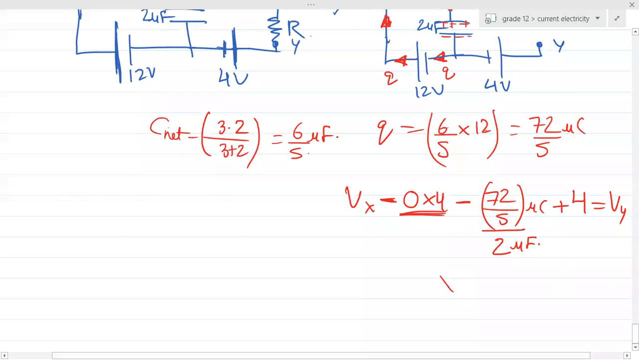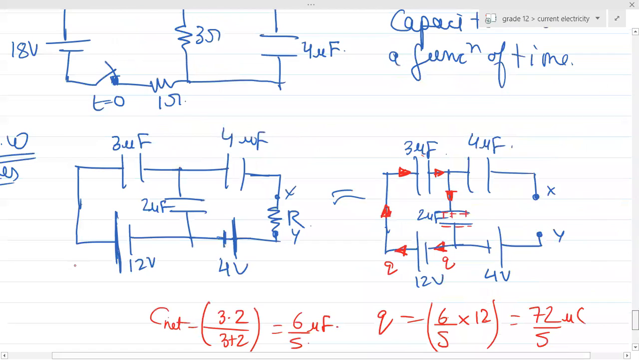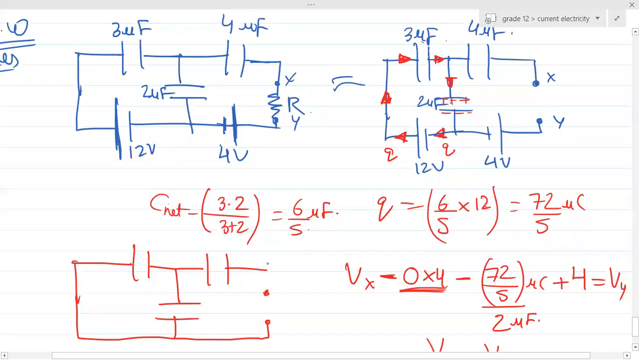And then you will draw this circuit without any batteries. Once you draw it without any batteries, it looks like this: 3 microfarad, 4 microfarad and 2 microfarad, nothing over here, nothing over here, and this X Y. So can you see now, guys? 3 microfarad and 2 microfarad are in parallel across these 2 points, and it is in series with 5 microfarad.